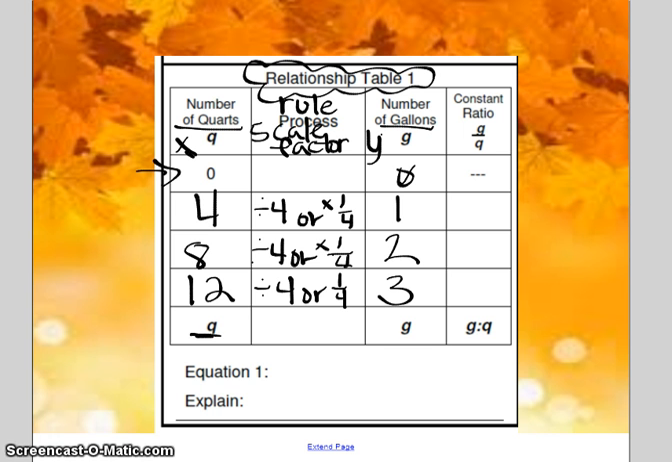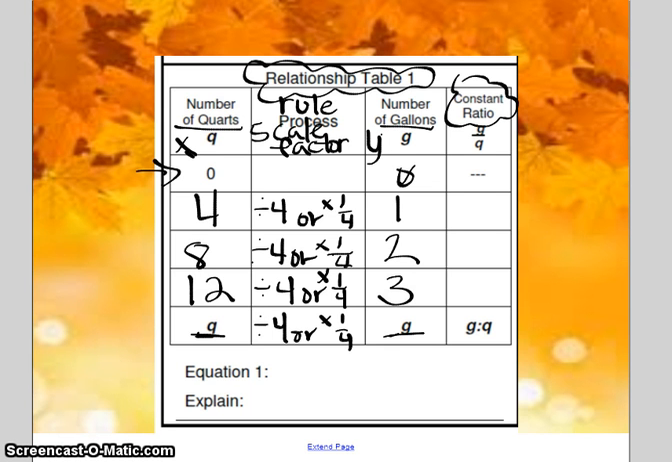Now I'm back down to this end right here. And notice how it has letters. Those are our variables. What this is saying is, if I have any number of quarts and I stick to the same scale factor or same rule of dividing by 4 or multiplying by 1/4, I'm going to get my gallons, no matter what.